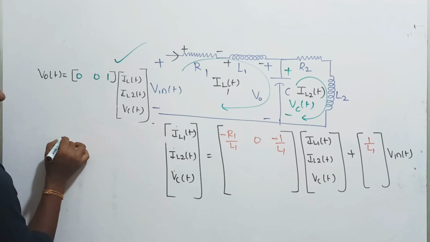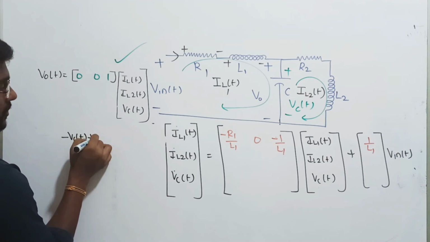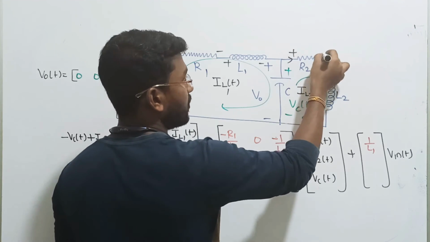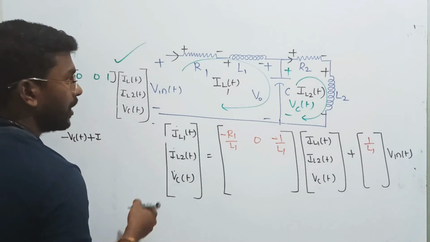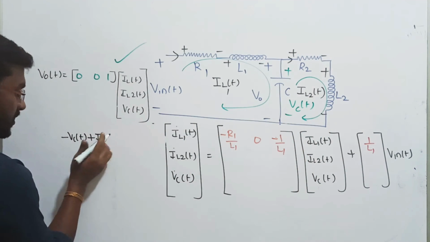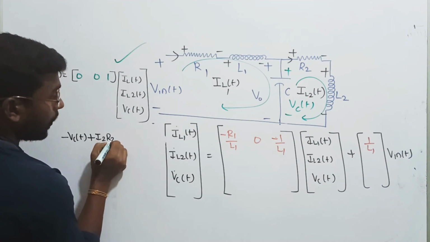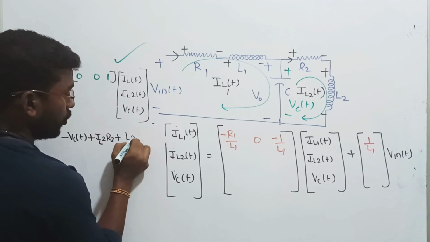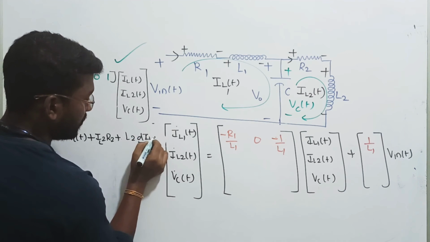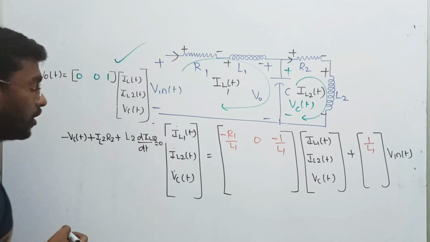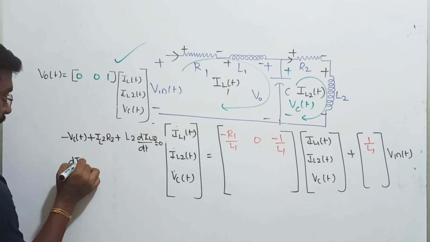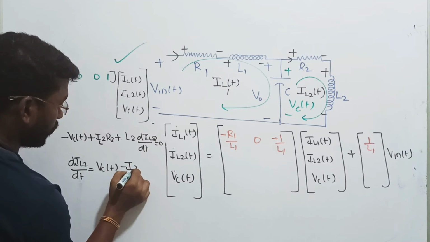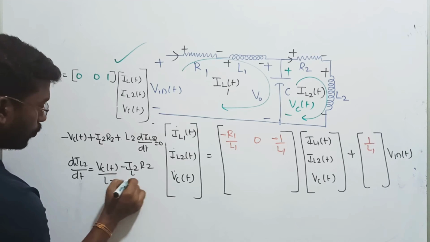I'm starting from here with minus Vc of t. See that my current is, entering point plus, leaving point minus. The other flowing current is IL2. So minus Vc of t plus IL2 into R2 plus L2 into dIL2 divided by dt equals 0. Now if you reduce, dIL2 divided by dt should be equal to Vc of t minus IL2 into R2, whole divided by L2.